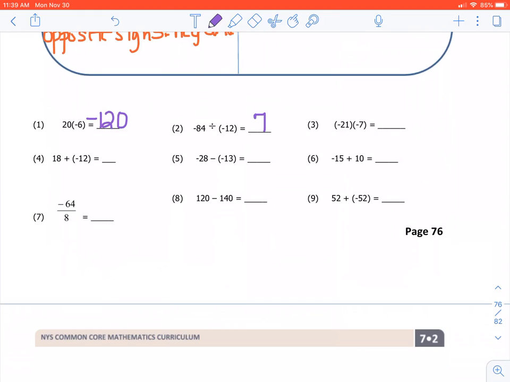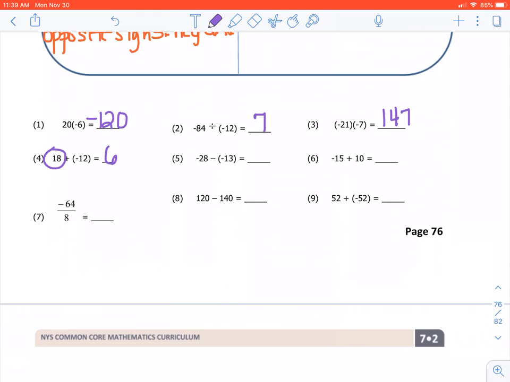Number 3 is negative 21 times negative 7. So when I multiply those two numbers together, I get 147. Those are same signs, so positive answer. All right, now adding. I have two different signs here, a positive and a negative. So opposite signs means I'm going to subtract. 18 minus 12 is 6. 18 is bigger. 18 is positive.